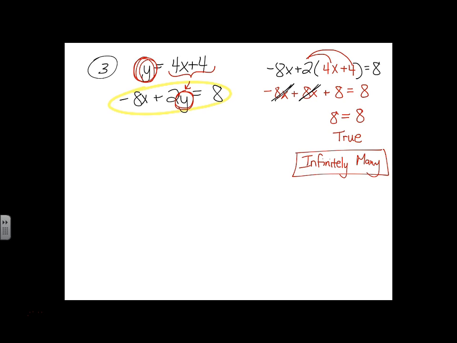If it was false, we'd say none. But it's true, so we say infinitely many. Any questions about how I plugged in? Do you guys understand? Yeah. Y was by itself, so I was like, hey, sweet, let's plug in who he is.